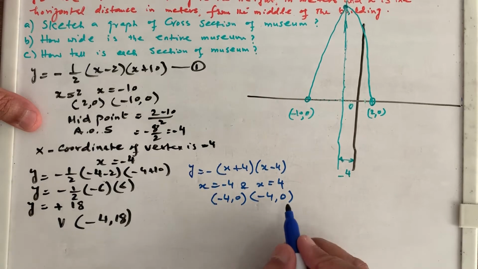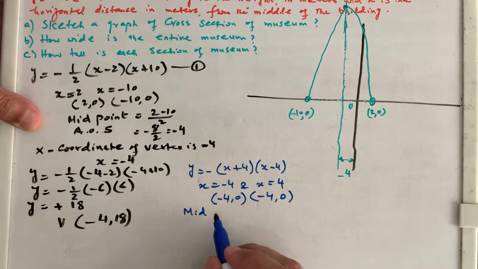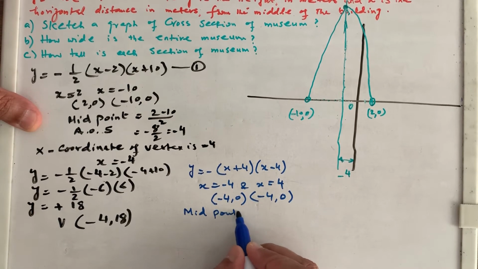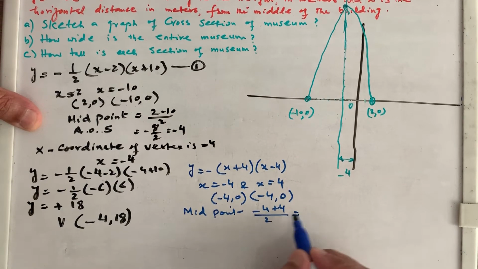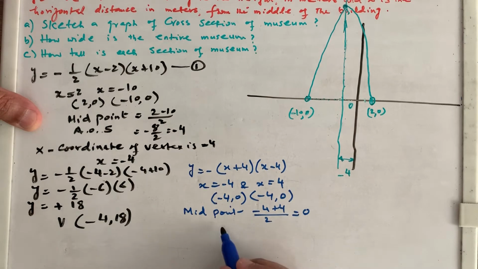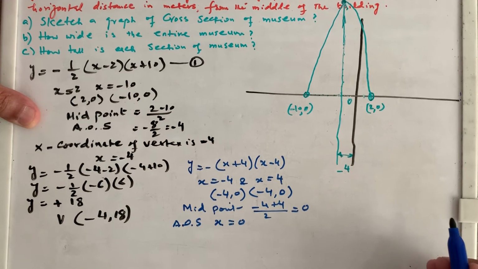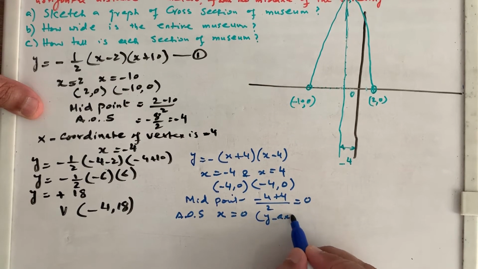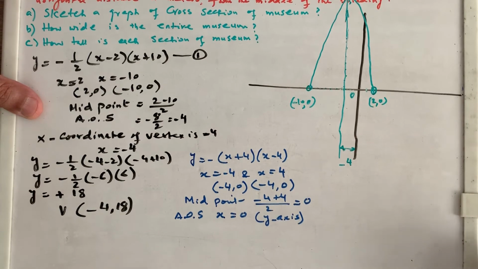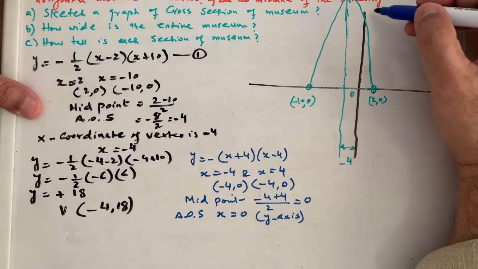If I have these two points, then I have to find the midpoint. Why do I have to find the midpoint? To get my axis of symmetry. The midpoint of these two x-intercepts is (minus 4 plus 4) divided by 2, which is 0. And when the midpoint is 0, this is also my axis of symmetry. So my axis of symmetry is x equals 0, and we learned that x equals 0 is nothing but the y-axis. So for this particular graph, my axis of symmetry is the y-axis.